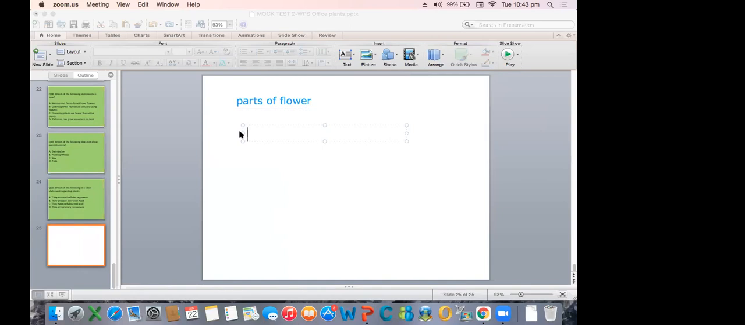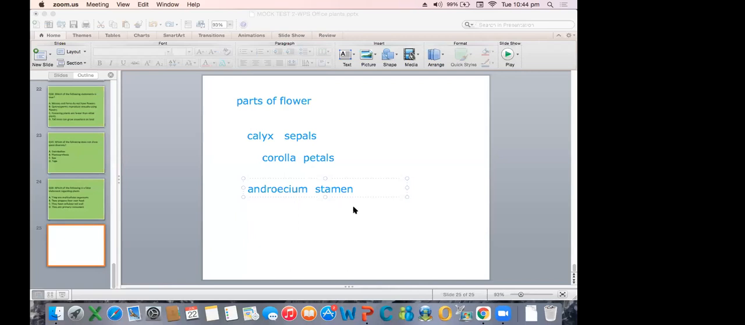Let me tell you about the parts of the flower. The first part is called the calyx, which contains a number of sepals. The second part is called the corolla, which contains a number of petals. The third part is called the androecium, or we can also call it the stamen, that is the male reproductive part. It consists of the anther and the filament. Androecium and stamen mean one and the same. Don't get confused.